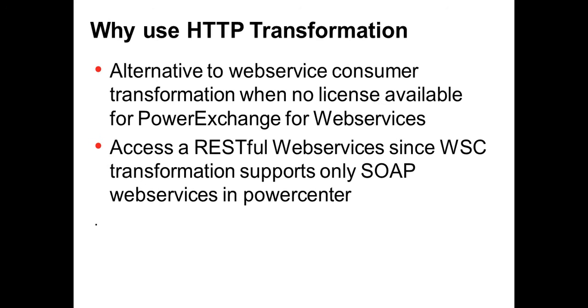So why use HTTP transformation to access a web service? HTTP transformation can be used as an alternative to send requests to an external web service provider under two scenarios. When the PowerExchange for Web Services license is not available to use the Web Service Consumer transformation, you can use the HTTP transformation. And the second one, when it is required to access RESTful web services. The support for RESTful web services is not available within PowerCenter and hence the HTTP alternative.